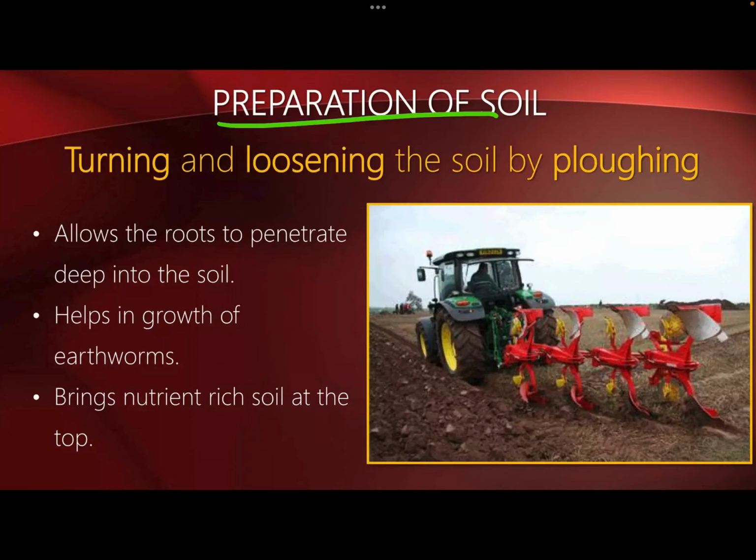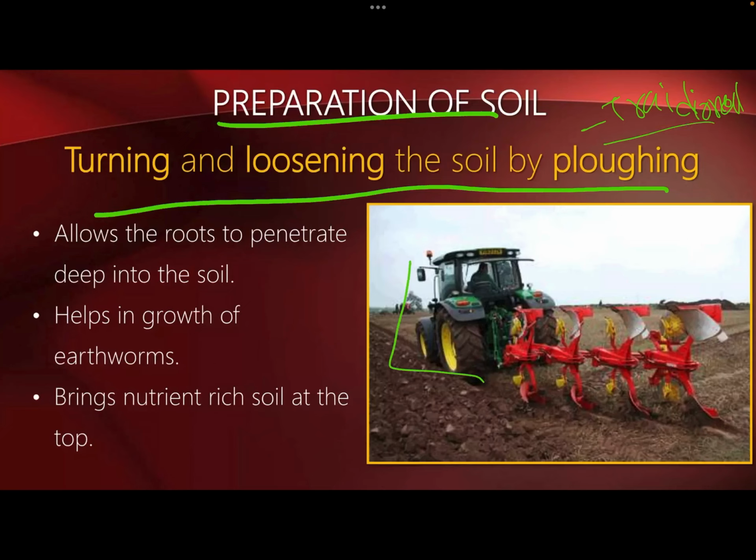So before sowing seeds, this is the very first step, which is turning and loosening the soil by plowing. So what do you mean by turning and loosening the soil? Turning and loosening the soil means using a plow. You can see over here machinery use is done. So plow comes under traditional methods, and here we have a machinery used.